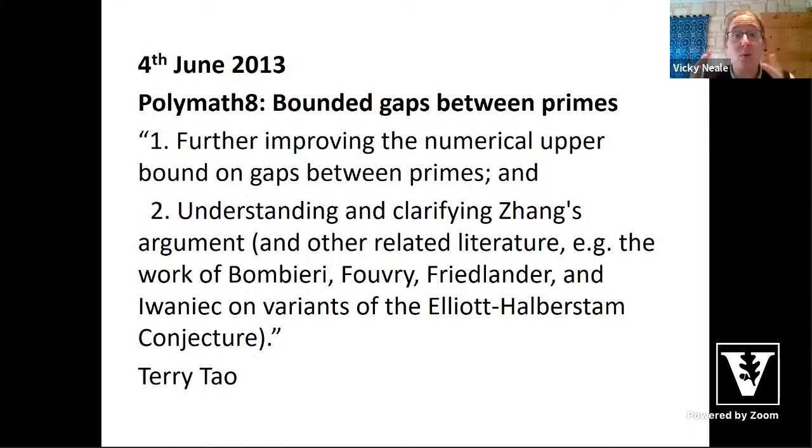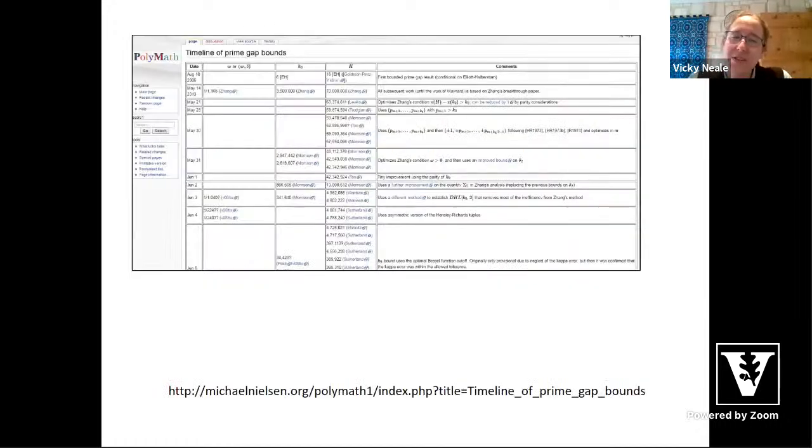The second goal was to understand what Zhang had done, to see whether it could be made simpler in any way, and to understand how it built on previous work of these other mathematicians who'd been working in the area. What were Zhang's new ideas? How was it different from what had been done before? And so through the summer of 2013, mathematicians worked on this on Polymath.